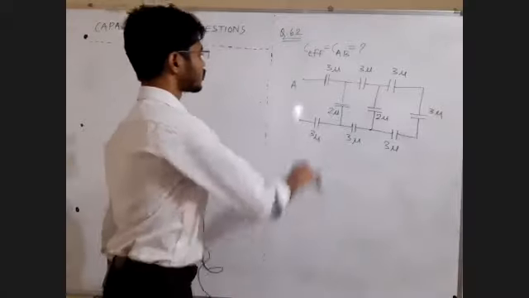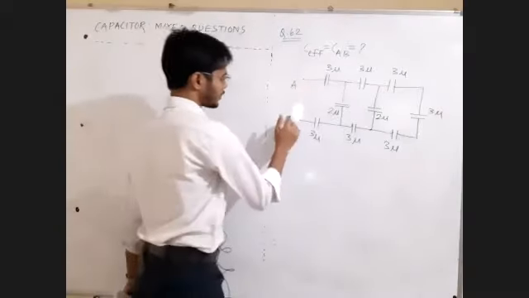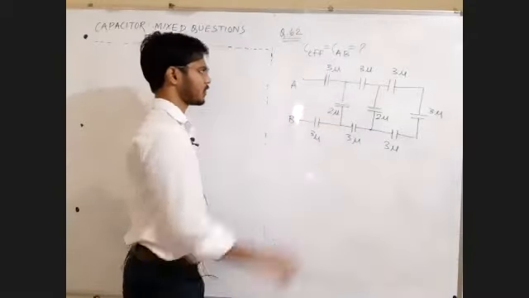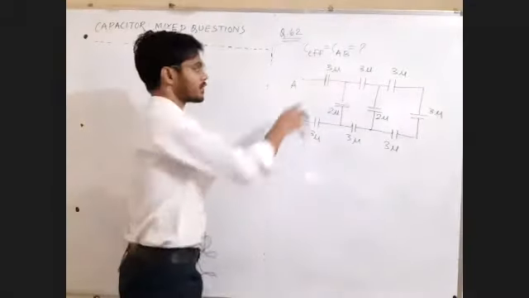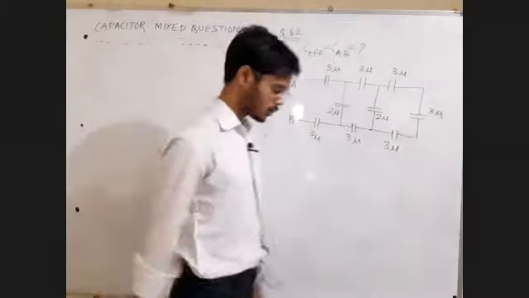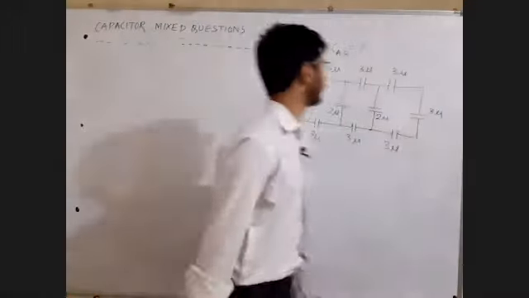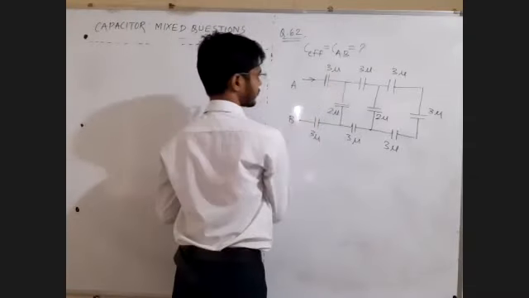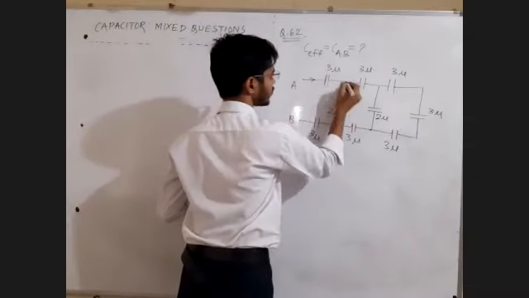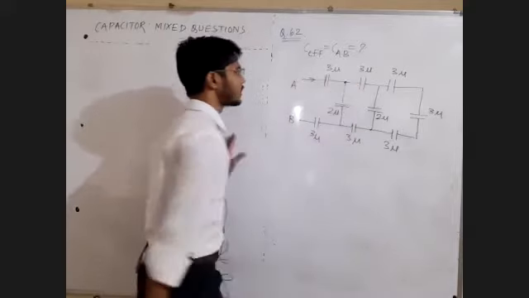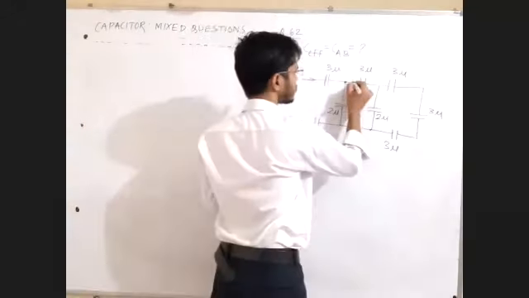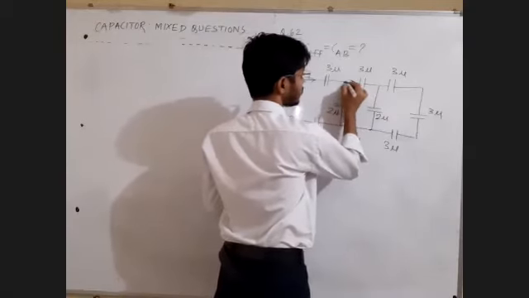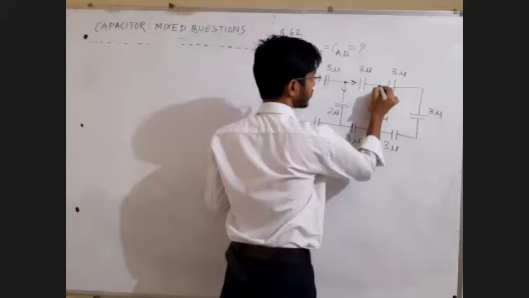Sir, we want to find the effective capacitance between points A and B. So A must be the start point, B must be the end point. We can assume as if there is a battery between A and B. So charge will start from point A. It will go here. Here the charge will observe that there are two paths. This is the first path, this is the second path. The charge will go like this.